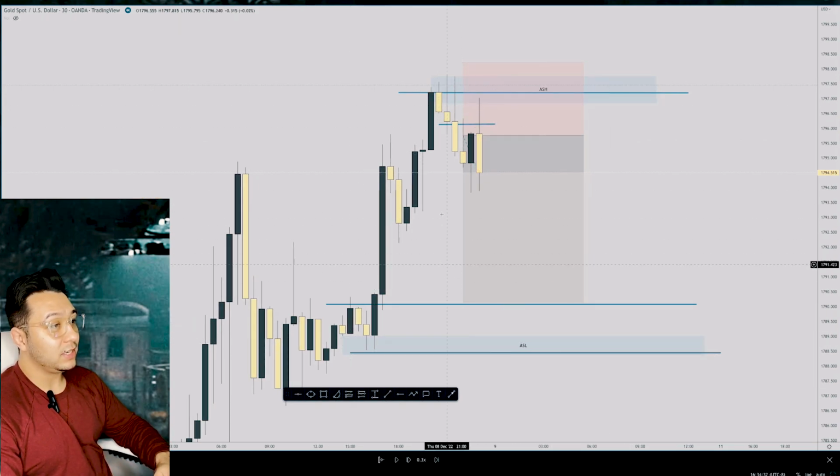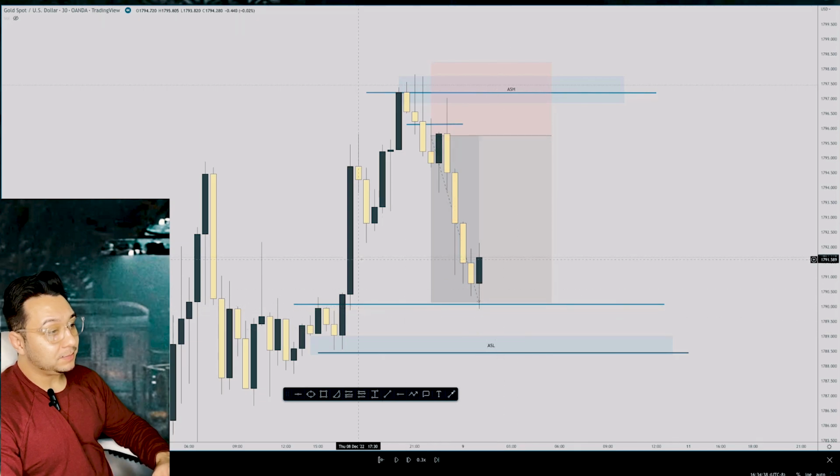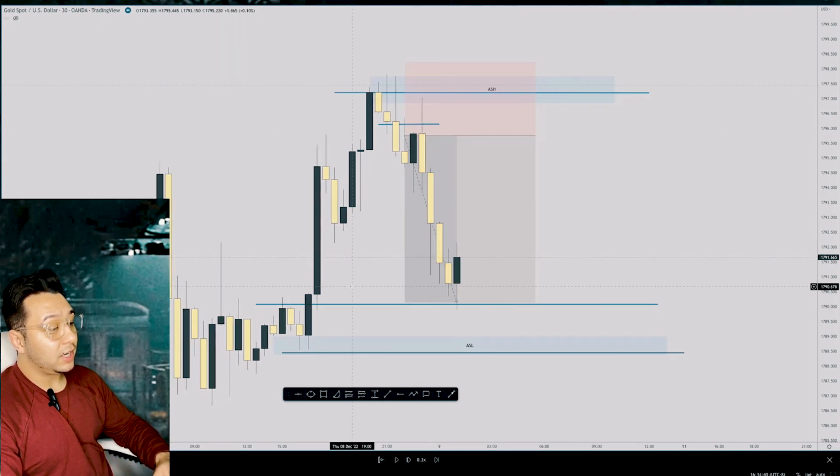Okay, so price is moving down. We just flip bearish and we're coming down all the way down to this point right here. Okay, so this is how you could have caught a nice sell move.